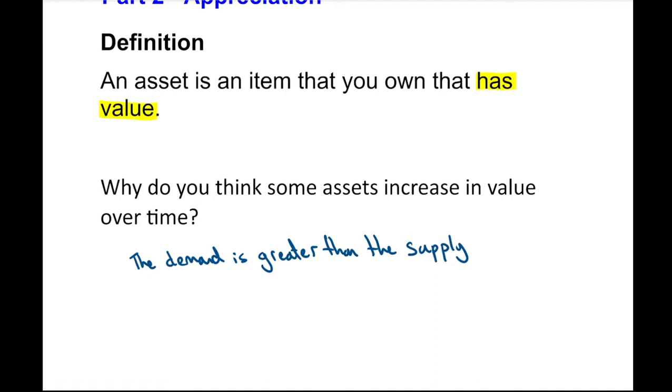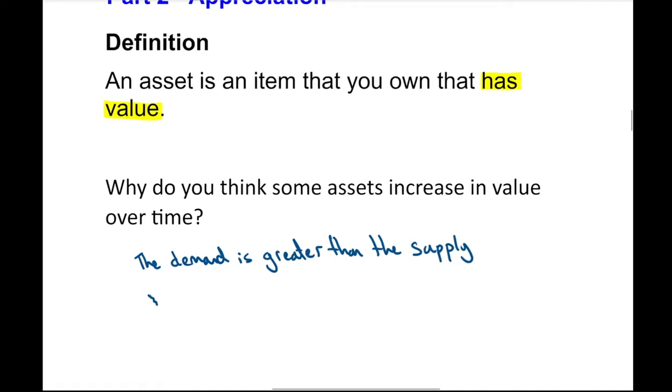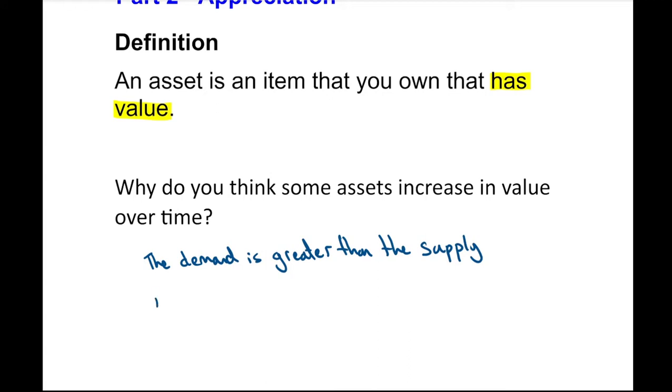Another thing that may cause assets to increase in value over time is inflation in general. It's the idea that the cost of everything in general increases over time. If you ask your parents how much they paid for something when they were younger, it probably differs from what you pay for it now. You look at houses, phones, toys, anything like that, you can see that there is inflation, so prices go up over time in general.